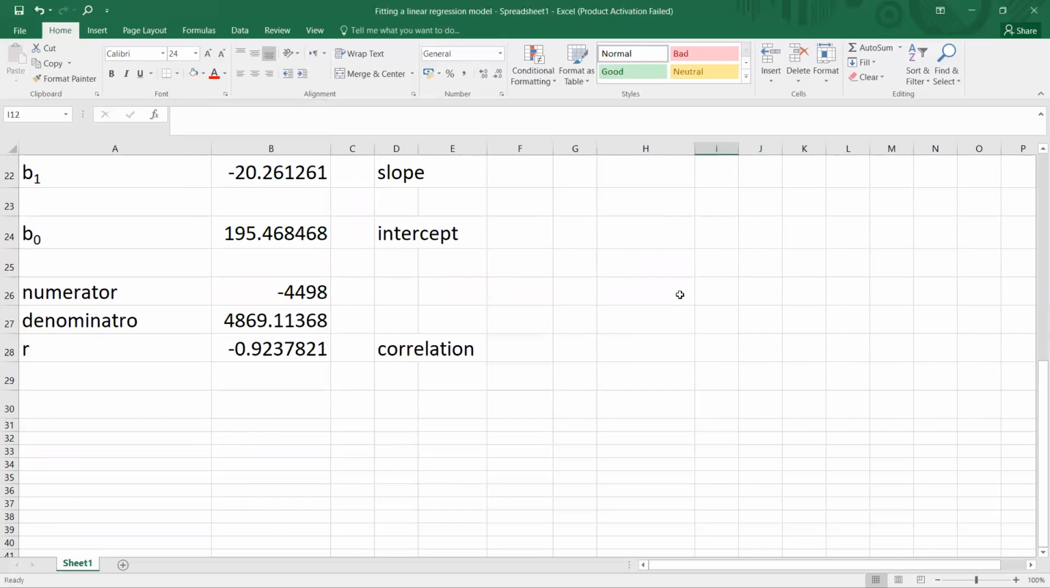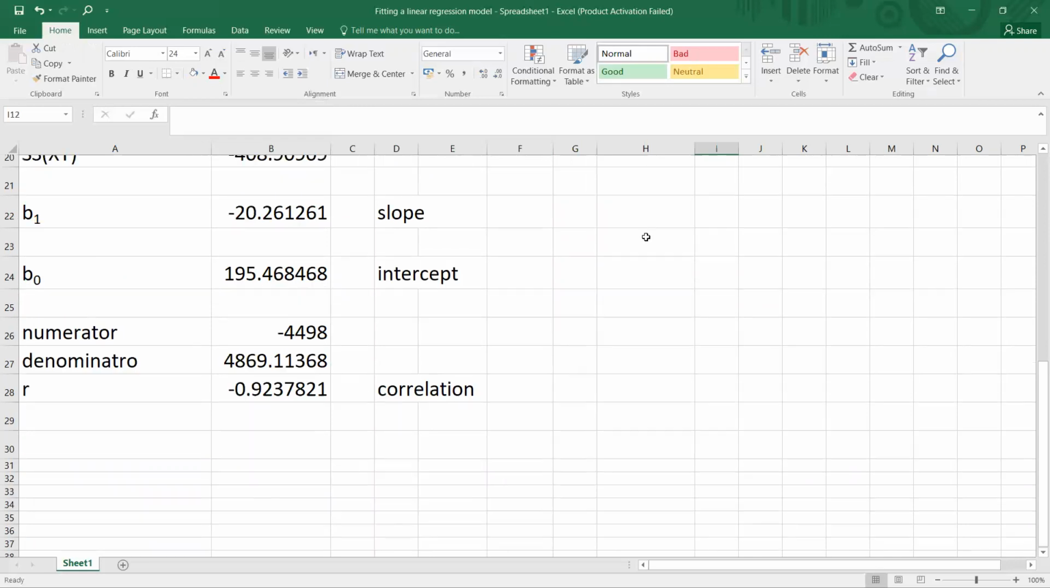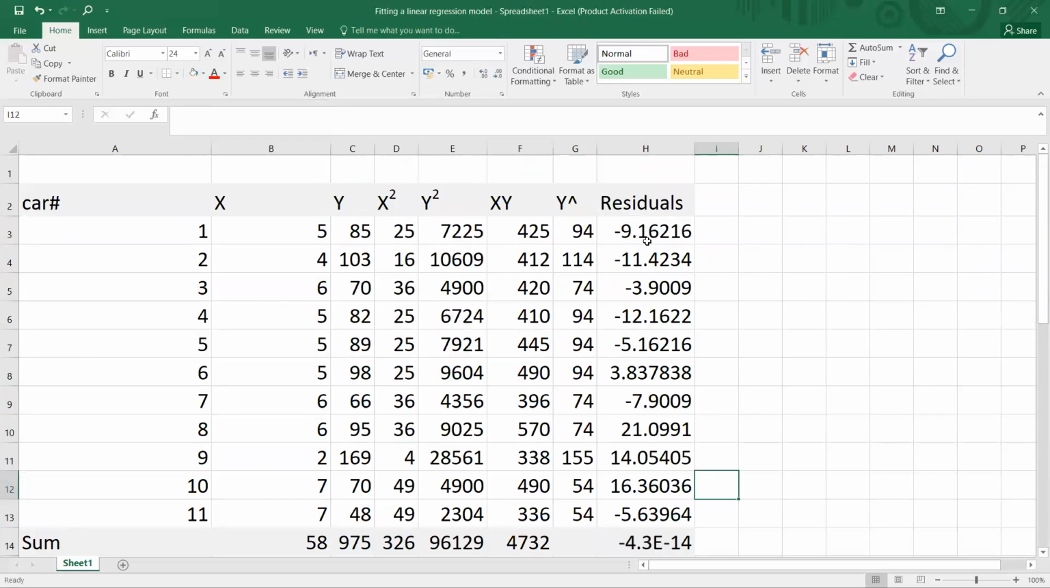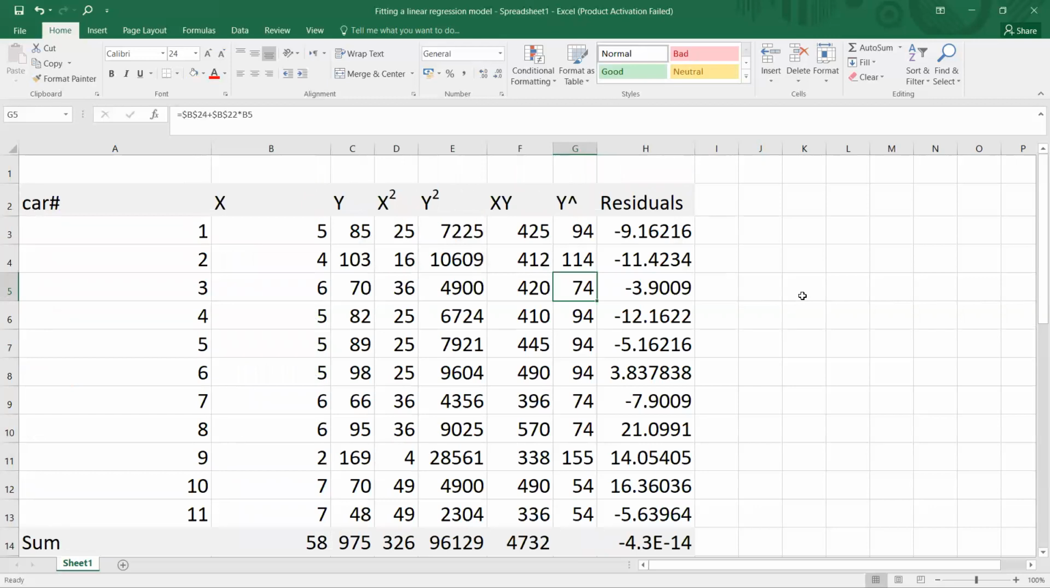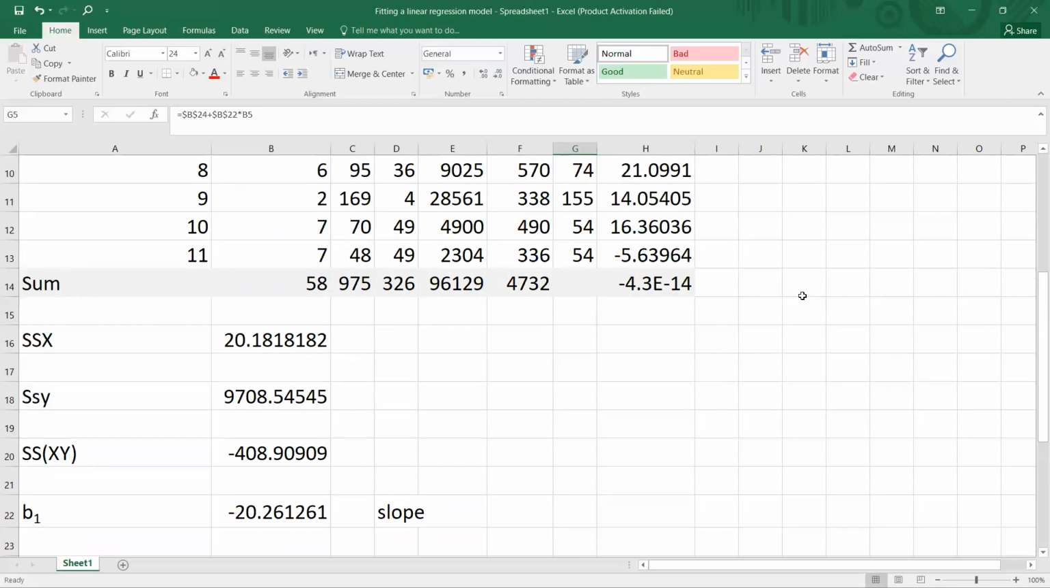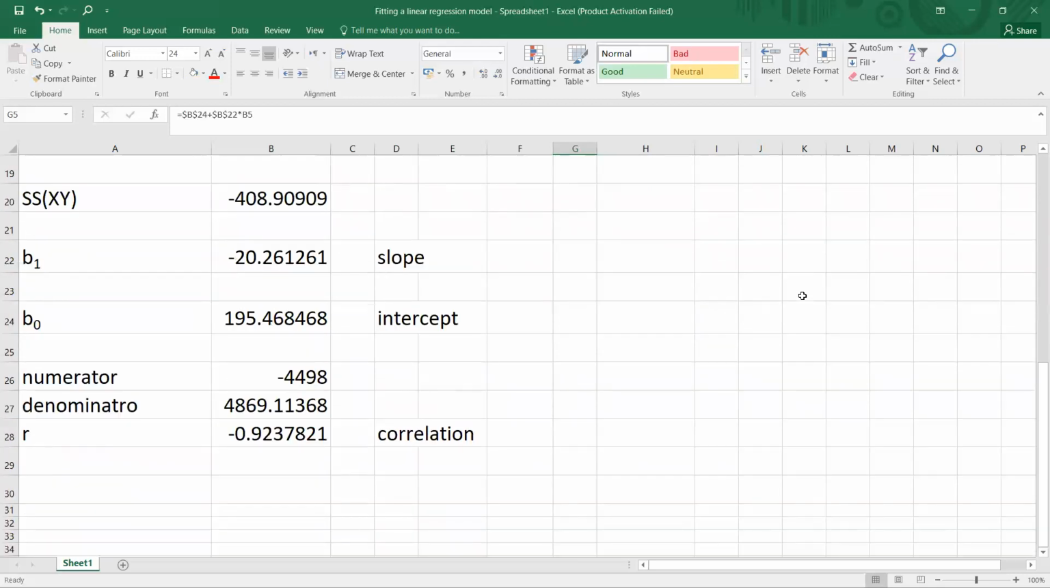And what are the values for the 3-year and the 4-year-old car? You can compute by just plugging in. For the 4-year-old car, the estimated price is 94, and for the 3-year-old car, the estimated price is 74. So these are the steps of finding beta naught, beta 1 and R.